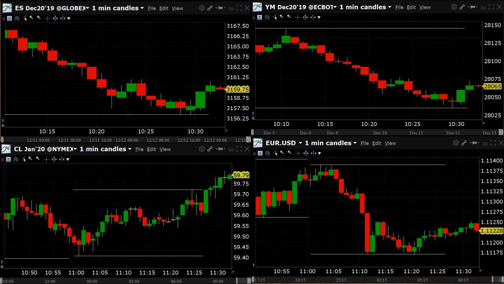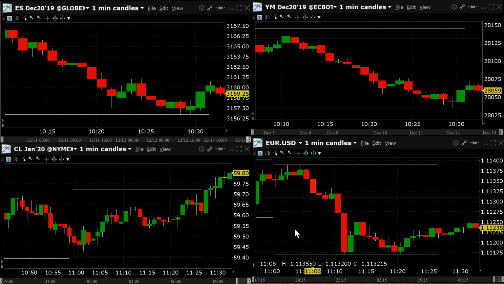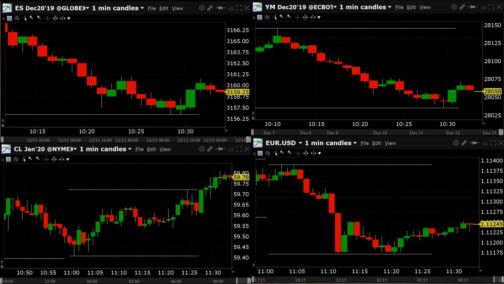Looks like we're going to get an offset entry on the Euro US dollar to go short. It'll go short at 222. Offset entry to go short on the Euro US dollar. CL is a long signal, ES is a long signal, YM is a long signal, and Euro US dollar is also a long signal. It's just that if it were to hit that price, 222, it would be a short signal.